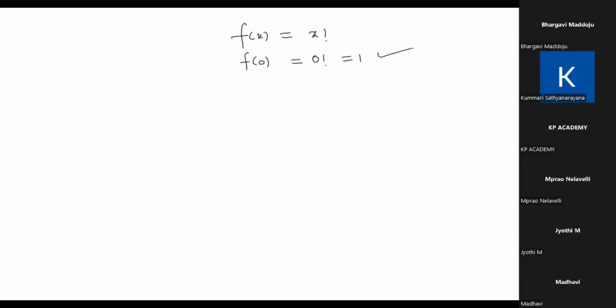Somebody asked how 0 factorial is 1. See, n factorial we can write as 1, 2, 3, and so on, up to n minus 1 into n. So n factorial is equal to what? This is n minus 1.